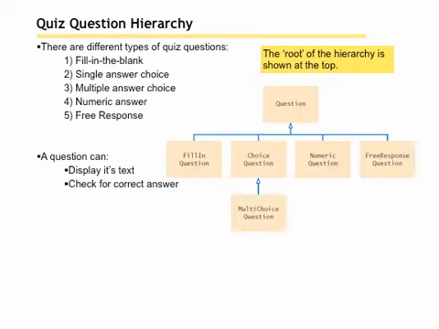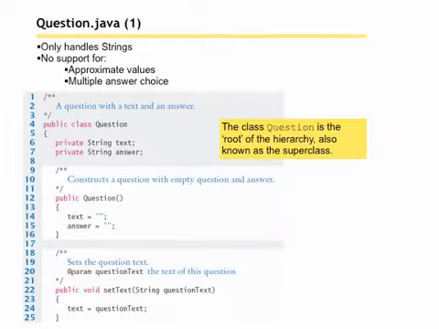So let's examine a quiz example. Assume that we want to create a quiz that will have different types of questions: fill in the blank, single answer, multiple choice, numeric answer, free response. They're all different types of questions, and a question can have some common characteristics, such as it can display its text and it can check for a correct answer.